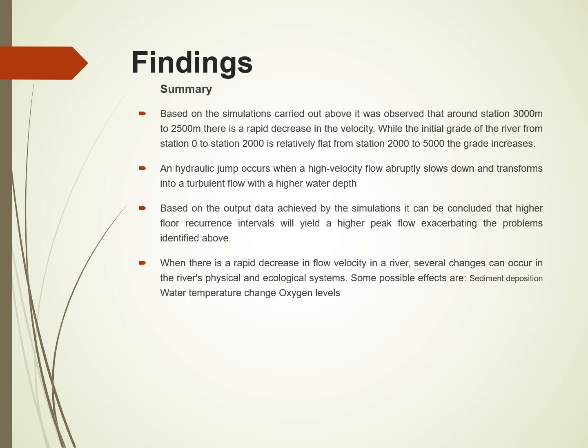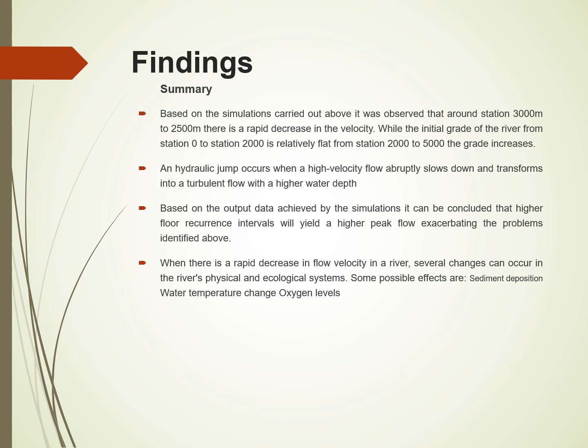And then finally, in closing, based on the simulations carried out above, it was observed that around station 3000 to station 2500 there's a rapid decrease in the velocity, while the grade from river station 0 to station 2000 is relatively flat, and from 2000 to 5000 the grade increases. This basically causes a hydraulic jump, where the high velocity area just slows down and transforms into turbulent flow with a higher water depth.